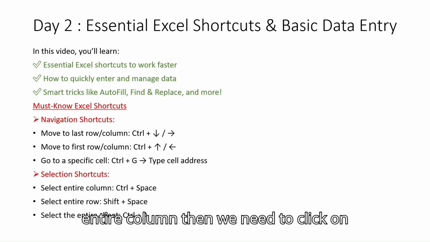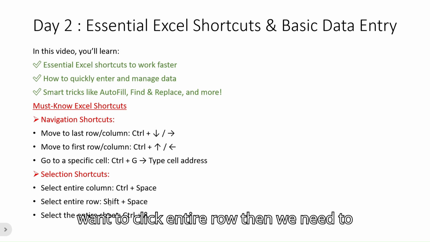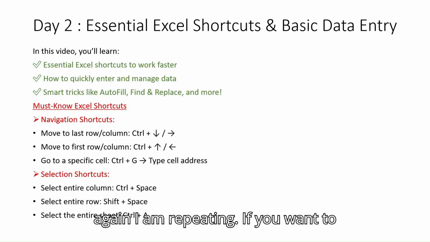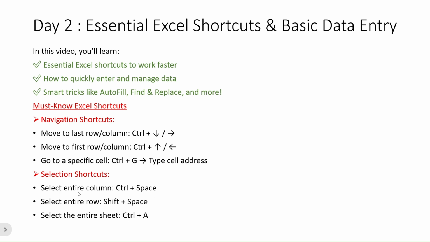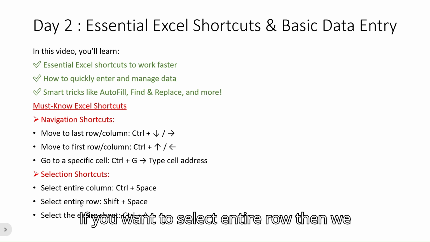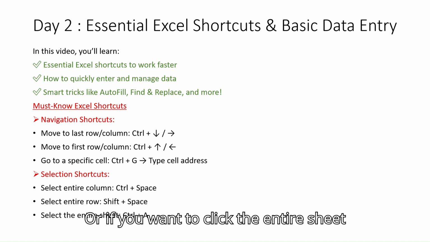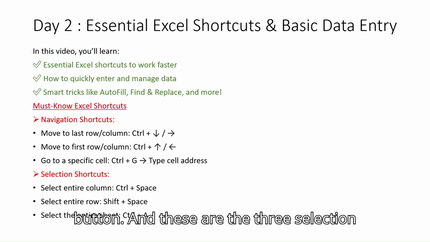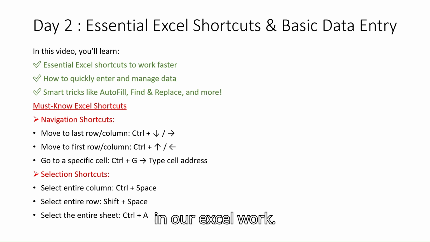If you want to select the entire column, then we need to press Ctrl plus Space. If you want to select the entire row, then we need to press Shift plus Space. Or if you want to select the entire sheet, then we need to press Ctrl plus A. These are the three selection shortcuts which are very helpful in our Excel work.